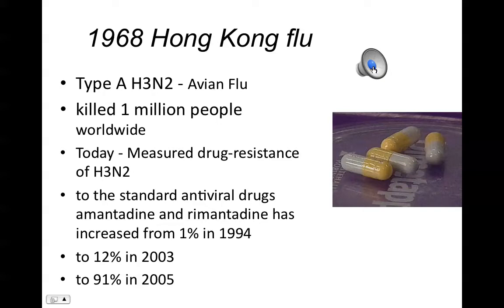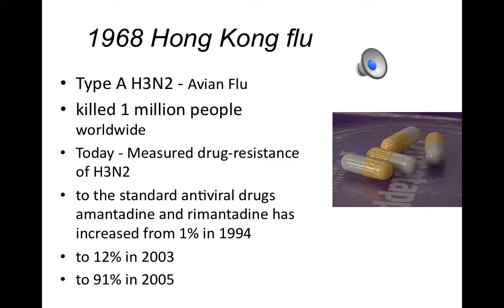In 1968, we have the Hong Kong flu. Oftentimes, these different epidemic or pandemic strains of influenza are labeled based on where people think the original index case or starting point was for the epidemic or pandemic. Sometimes accurate, sometimes not. In any case, the 1968 Hong Kong flu was a different type of influenza A. It was an H3N2. We have, again, an avian influenza. It killed roughly 1 million people. Mortality was much lower because of the much more successful use of influenza vaccines.